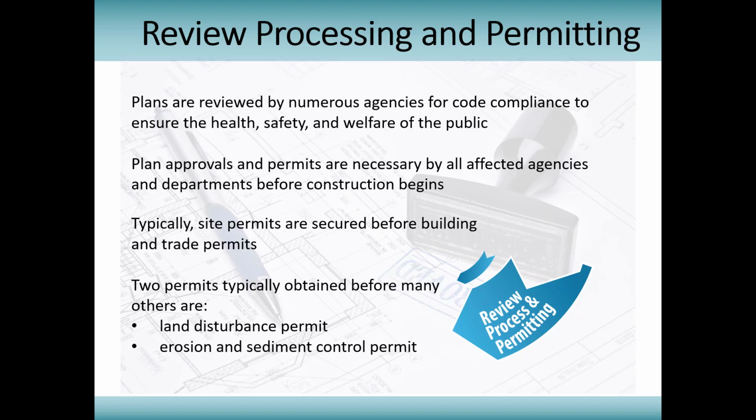Site permits such as land disturbance or erosion and sediment control permit are secured before trade permits because much of the site work needs to be substantially complete before building construction begins. Some common types of site-related permits include the land disturbance permit, erosion and sediment control permit, utility permits, Department of Transportation permits, well and septic permits. Common building permits include interior alteration permits, residential addition permits, demolition permits, trade permits such as electrical and plumbing, and fire safety systems permits.